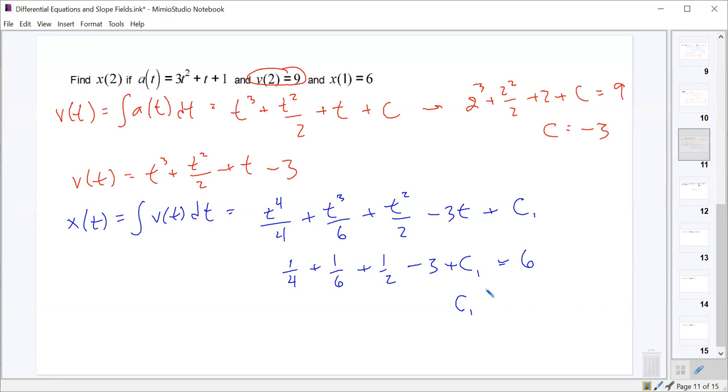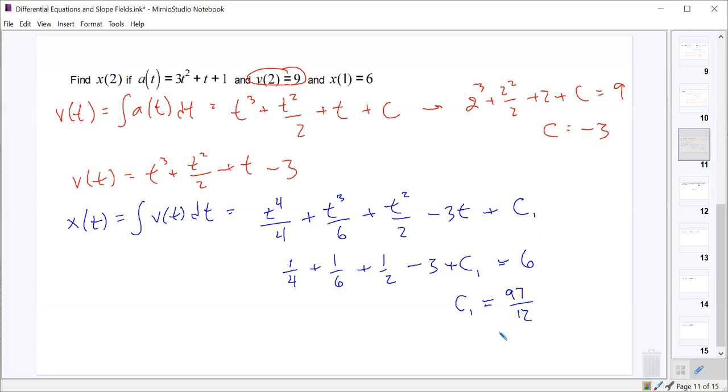Anybody got that constant? Got 97 over 12. That sounds good to me. And a fourth plus a sixth plus a 12th is 11 twelfths. So it's 9 minus 11 twelfths, or 108 twelfths minus 11 twelfths, 97 twelfths.